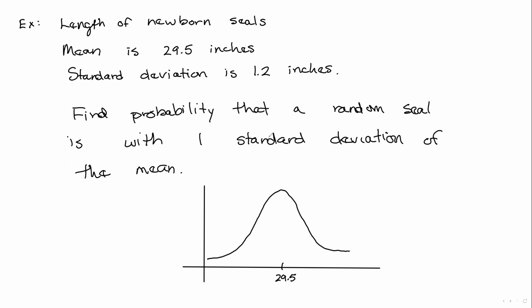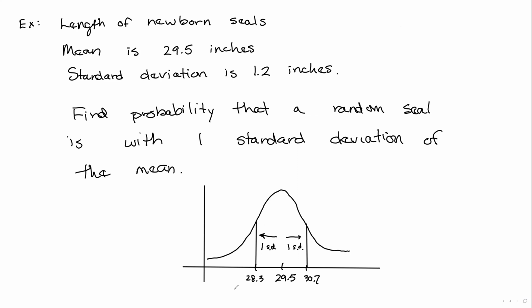And then within 1 standard deviation, so if we go 1 standard deviation in each direction, we want to subtract 1.2, so we're going to have 28.3. And then over here, add 1.2, we're going to have 30.7. So we want to know the area that's under the curve that's within 1 standard deviation each way.